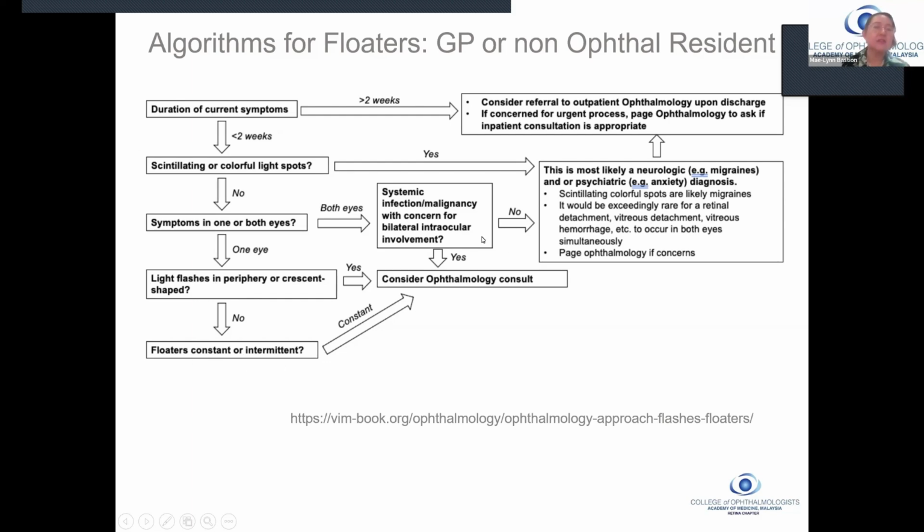If they are constant, it refers to ophthalmology again. But if they're only intermittent, then they will consider this is not urgent for referral to ophthalmology. So this is just the background of how our medical colleagues may approach a patient presenting to them. But when it comes to us, what should we be considering?